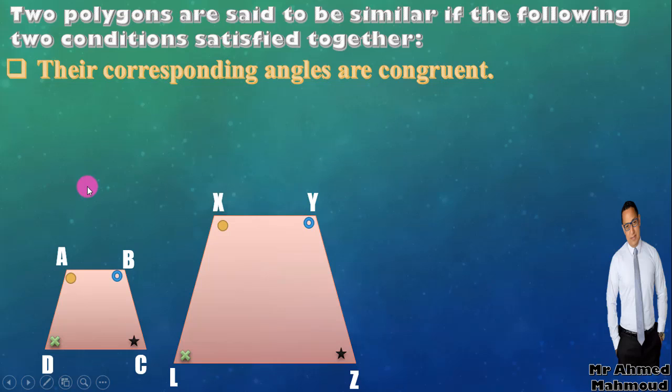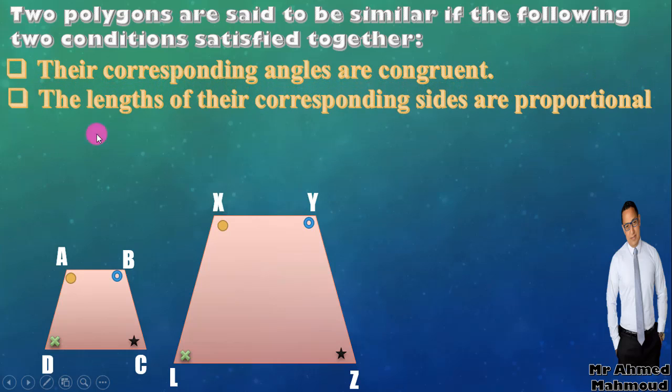The second condition, which is related to the sides: it's clear that AB is not equal to XY and BC is not equal to YZ, but there is a constant ratio between the sides. For example, if side AB equals half of XY, then BC must be half of YZ, DC half of ZL, AD half of XL. This is for example. What I said is called proportional. So the lengths of the corresponding sides are proportional.